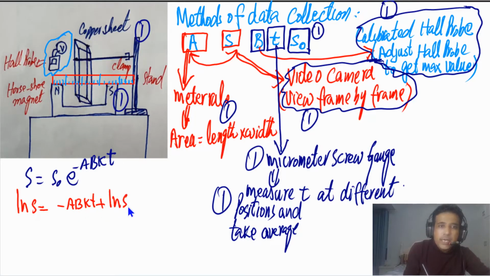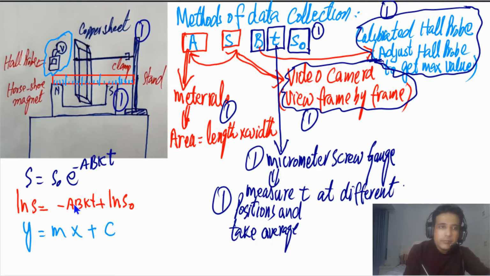Now if we compare this with the straight line equation, Y is equal to mx plus c, in this case T is our independent variable, so the gradient is equal to this one.